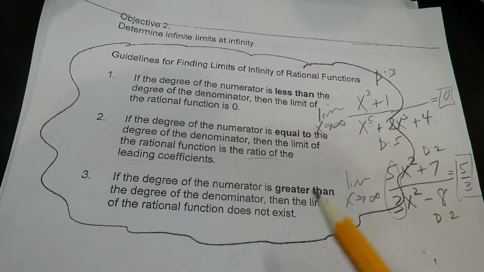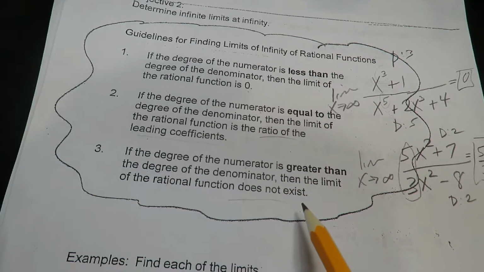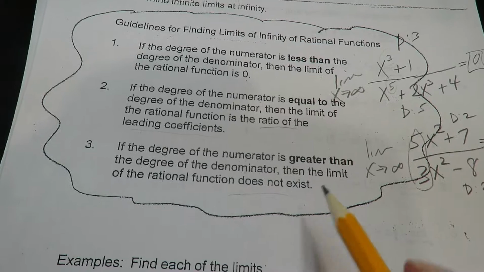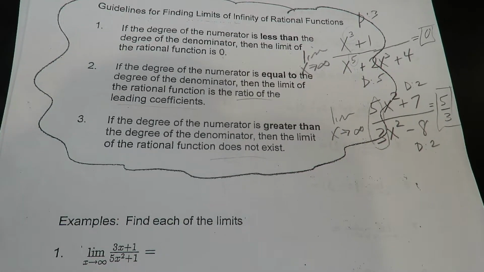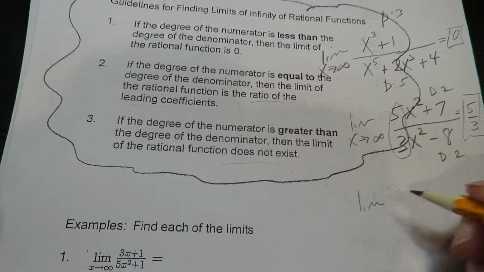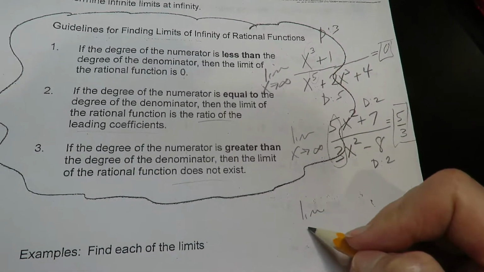Okay, now when the numerator is greater, there is no horizontal asymptote. When the numerator is greater, it's just going to shoot off to infinity. It would be like the flip scenario of this.